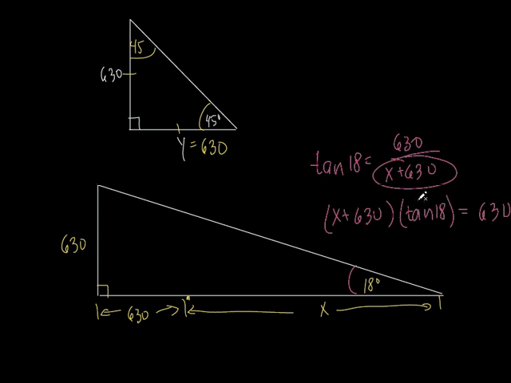Well, I want to distribute first. Don't find it yet. Just write it like this. X tangent of 18 plus 630 tangent of 18 equals 630. Why is everybody leaving? Subtract this. Take 630, subtract this, then divide by the tangent of 18, and you should get what X is equal to. I read off the answers, so it should be around 1309?